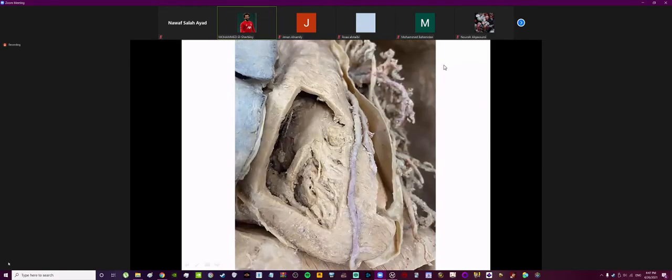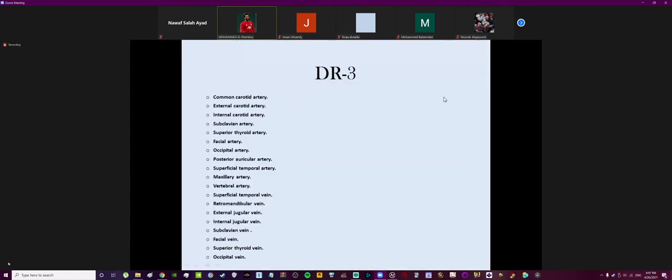The same. This is the anterior interventricular artery on the anterior surface of the heart. Okay, now we will jump to the blood supply of the head and neck. This is a point we have to know.